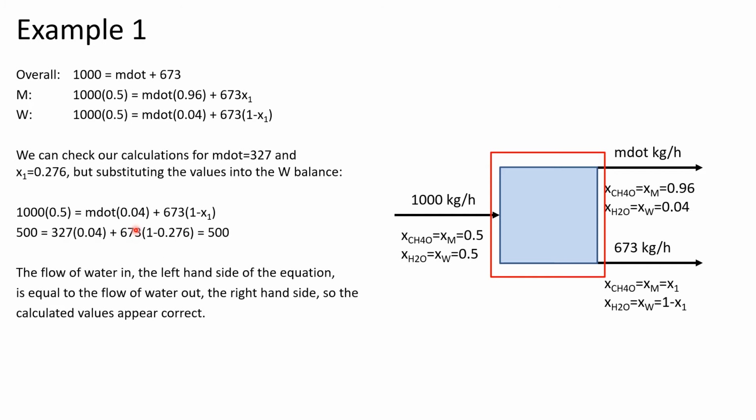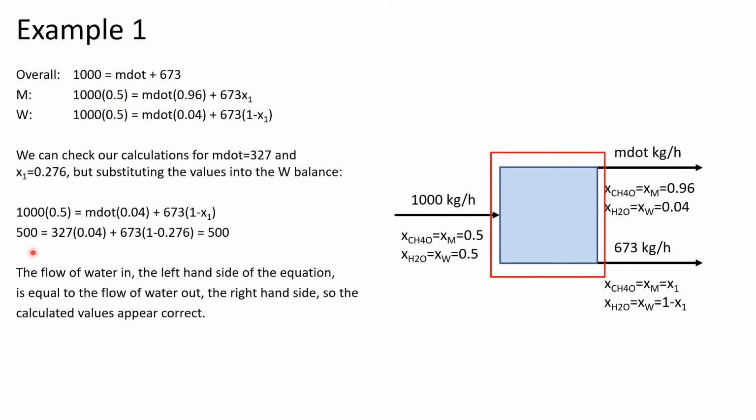Now we've solved the problem. We determined m dot is 327 and x1 is 0.276. That's the mass fraction of methanol in the bottom stream. But we can check our results by plugging our values for m dot and x1 back into the water balance and see if we do get the same amount coming in as coming out.